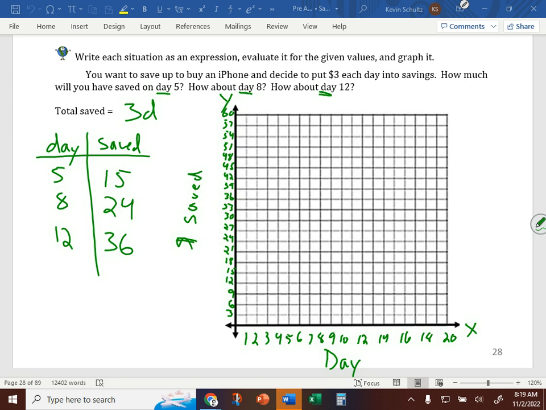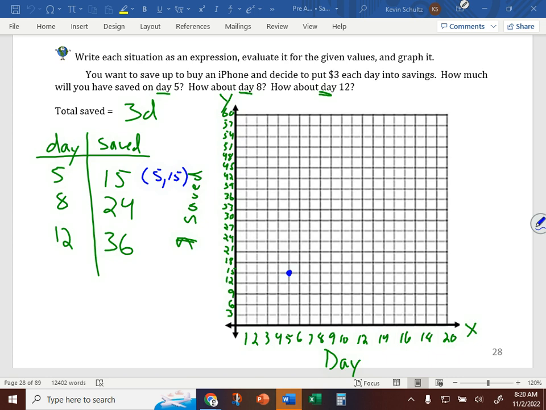Let's go ahead and plot these points. The nice thing about making a function table here is that it gives you ordered pairs. Day 5, we've saved $15. That's the ordered pair (5, 15). So when we look at our coordinate plane, we go to day number 5, then to our y value of 15. That dot represents the information that on day 5, we've saved $15.